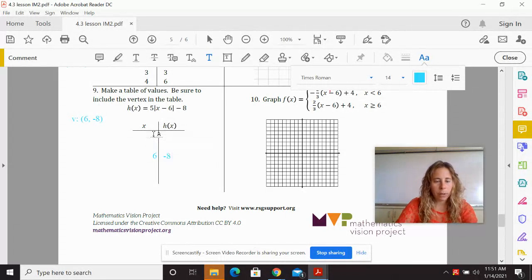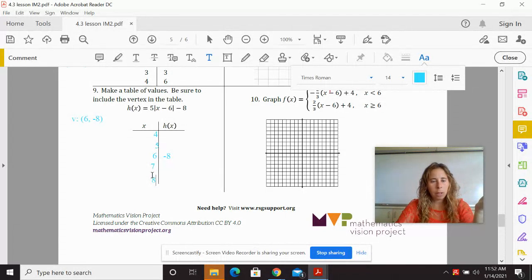All right, go ahead and just fill in your x values. We'll do 4, 5, 6, 7, 8. X values, we're just going up by 1. Those are my x values.